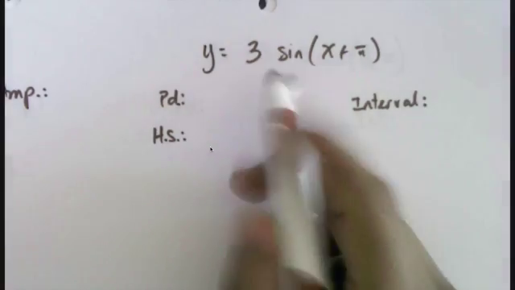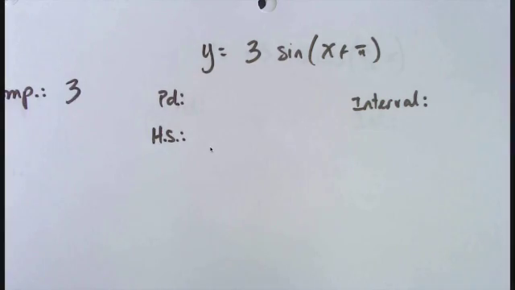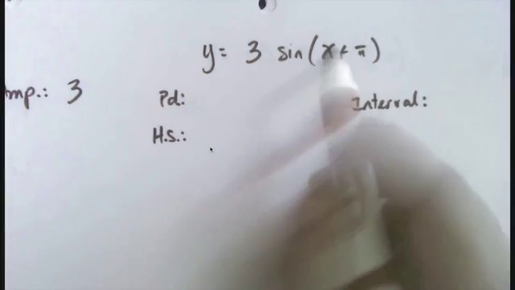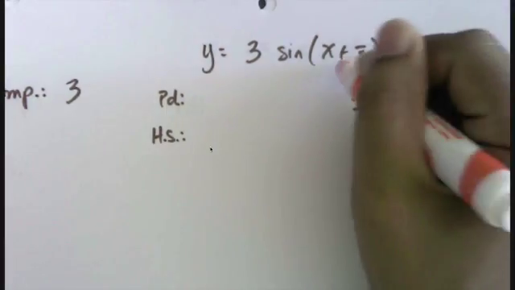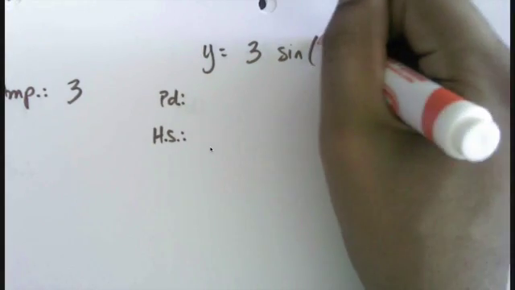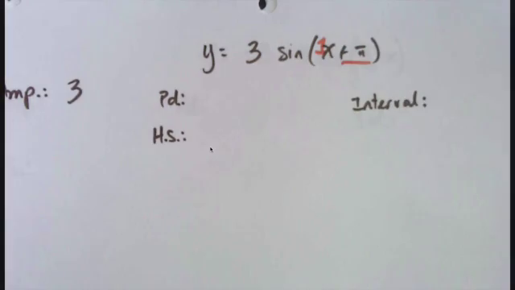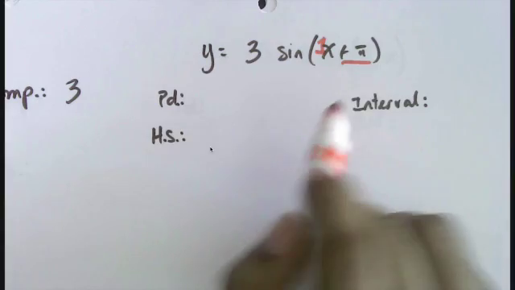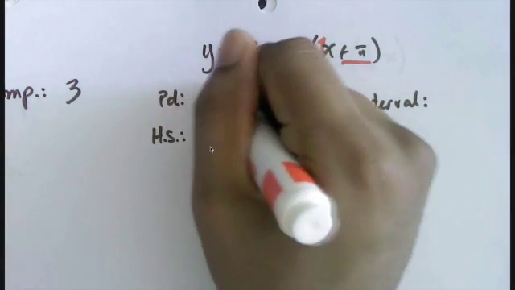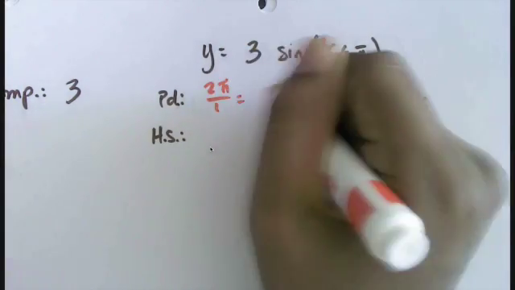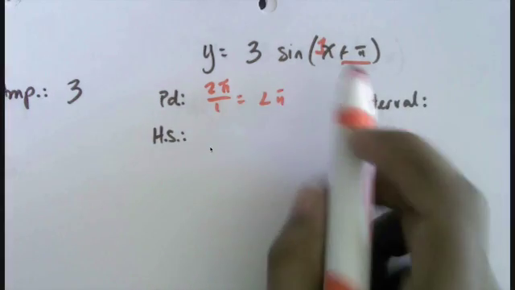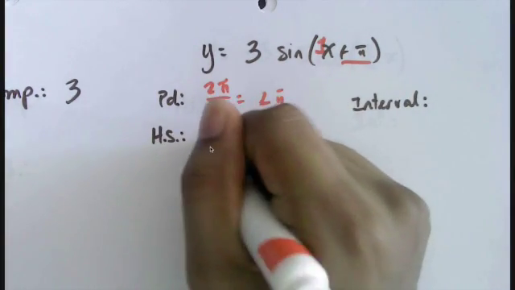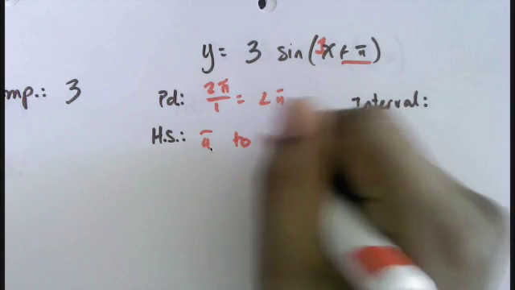Next problem. No negative for 3, so I can just jump right into it. My amplitude will be a 3. Here, I have a horizontal shift, so I've got to be careful. There's a 1, remember, in front of that x. If I factored out the 1, it would be the same function. So my period is going to be 2 pi divided by the 1, which is going to be 2 pi. My horizontal shift will be pi, but to the left.